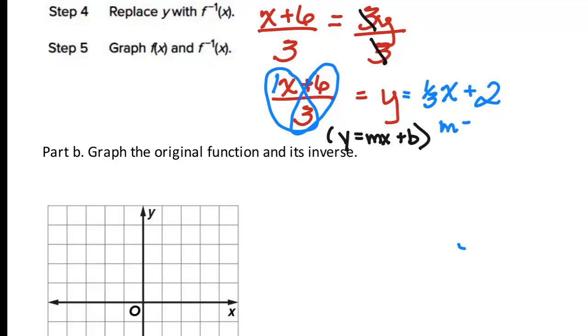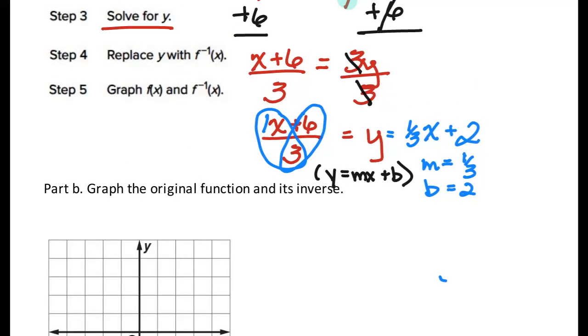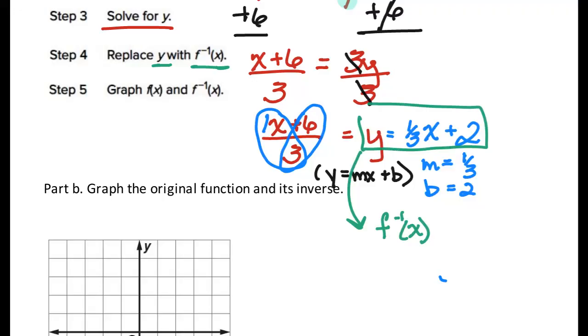My slope is 1/3. That's the part in front of the x. And the y-intercept is 2. So that's kind of a blast from the past. Finally, it says over here, replace y with the inverse function of x. So if I'm looking at this right here, I would need to change it and say the inverse function of x is equal to 1/3 x plus 2.